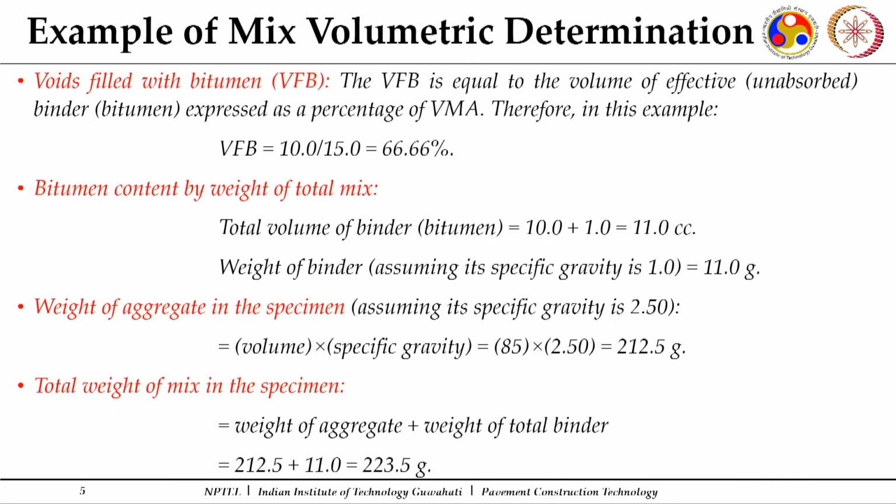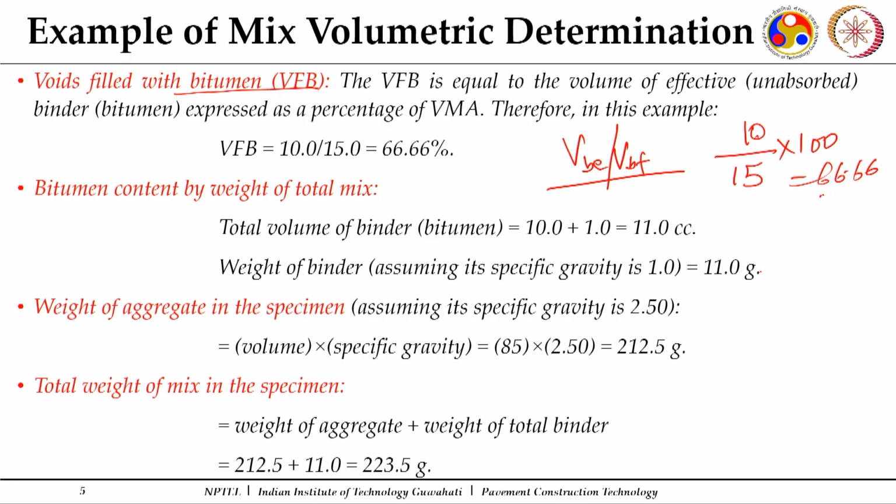Now, in addition to this, the other part was how much voids gets filled with the bitumen. Here we will consider only binder which is free, which is either VBE or VBF in whichever manner you mention. This is volume of bitumen which is effective for coating or volume of bitumen which is free for coating. So, that was 10 cc and VMA was your 15. So, into 100, this comes out to be 66.6%. So, this is what you have for your VFB.